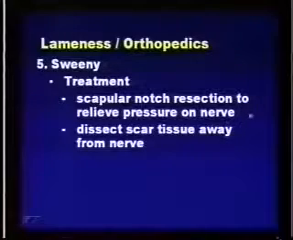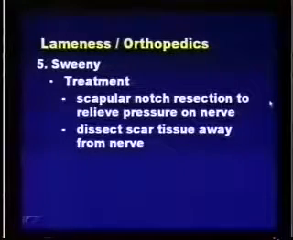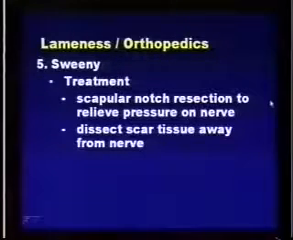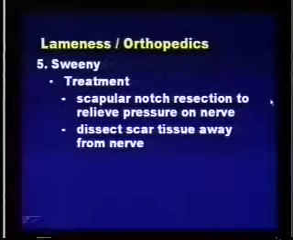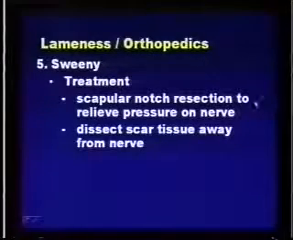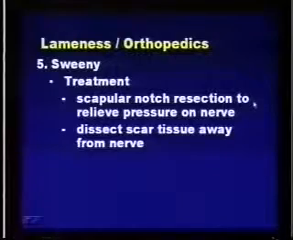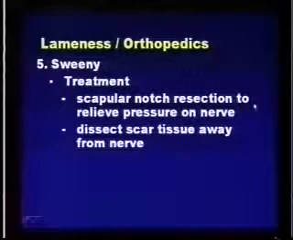Treatment involves relief of pressure on this nerve. Usually what happens is that the nerve becomes entrapped by fibrous tissue where it comes around the cranial aspect of the scapula. And a procedure that's been described is to actually take a notch of bone out of the front edge of the scapula to relieve this pressure.